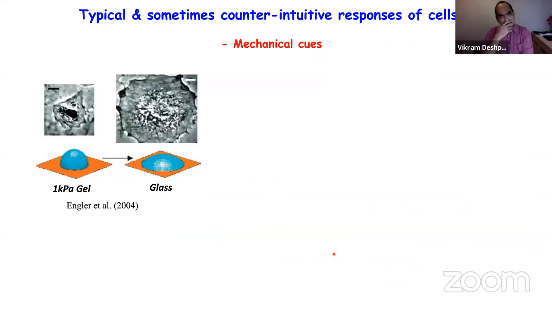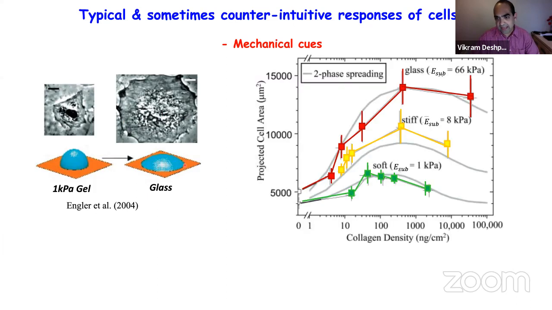So let's talk about some typical and maybe counterintuitive examples of what happens. I'll start with relatively old experiments. If you put cells on a substrate, a very soft 1 kilopascal gel or a glass substrate, you see that the cells spread very little on a soft substrate but spread a lot on a stiff substrate. And if you look at the projected area of the cell, here it's plotted as a function of collagen density, but for different stiffnesses of substrates, as you can see here.